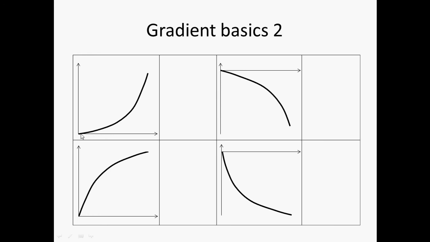Let's look at the tangent now. The tangent gradient is going from very gentle to very steep. So this is going from low to high, so it's increasing. So it's going to be a positive increasing gradient. Now for the second case, it's going from high to low, and again it's a positive gradient. So we can say that it's a positive decreasing gradient.